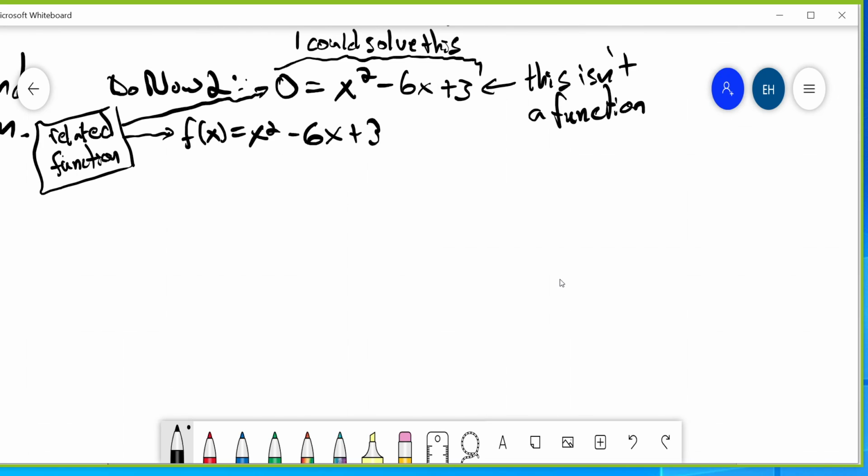The roots or zeros of this function would be the solutions to the equation. So if I take the function and I find the graph of it and I find the x-intercepts, those would be the zeros of the function, which would be the solutions to the equation. And that's why it's called a related function. So let's do it. Let's graph it.